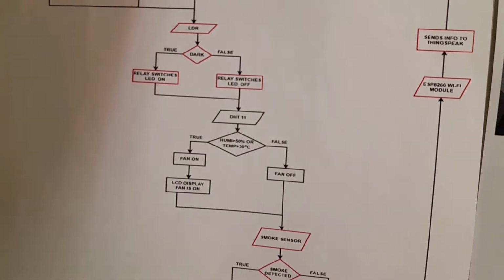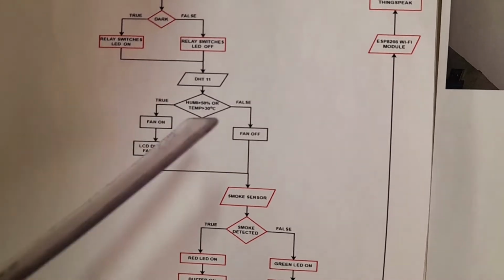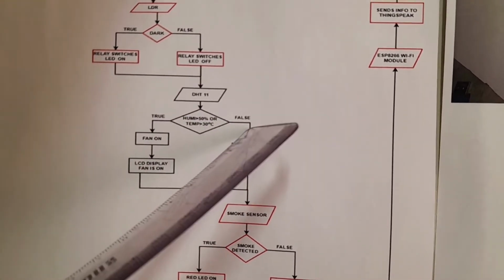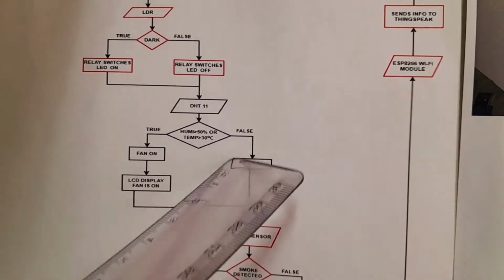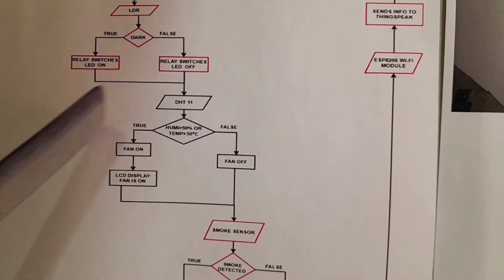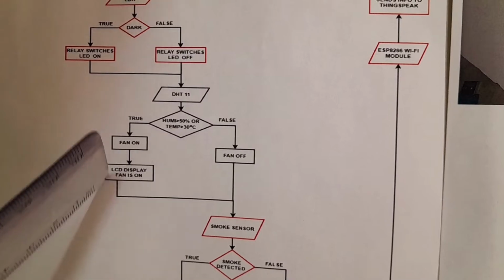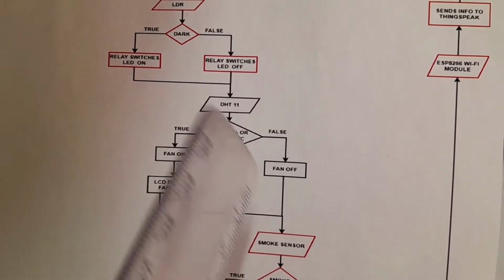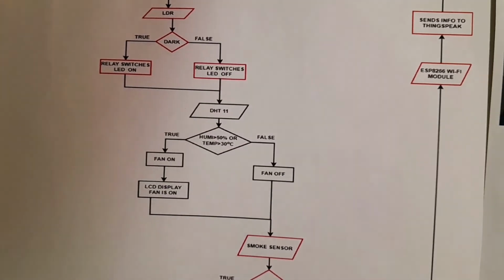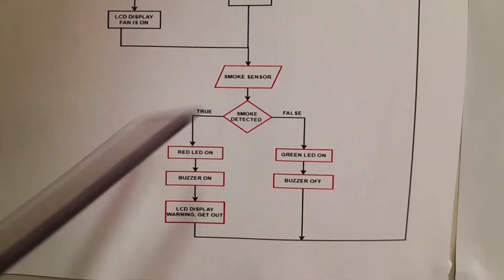Then the third part is the DHT11. When the humidity is greater than 50% or the temperature is greater than 30 degrees Celsius or 25 degrees Celsius, the fan will be on and the LCD display will write the fan is on, or else the fan will be off. And then the last part of my flowchart is the smoke sensor.